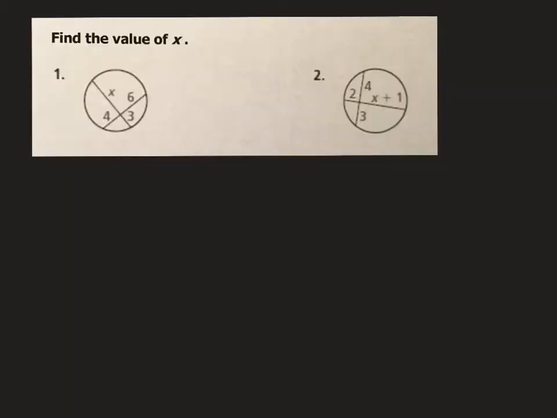So in 1 and 2, we're just solving for x. So we're using that theorem that we just talked about. So we're multiplying the parts of our chords, the segments of our chords. So 3 times x is going to equal 6 times 4. So 3x equals 24. I divide both sides by 3 to get 8 for x.